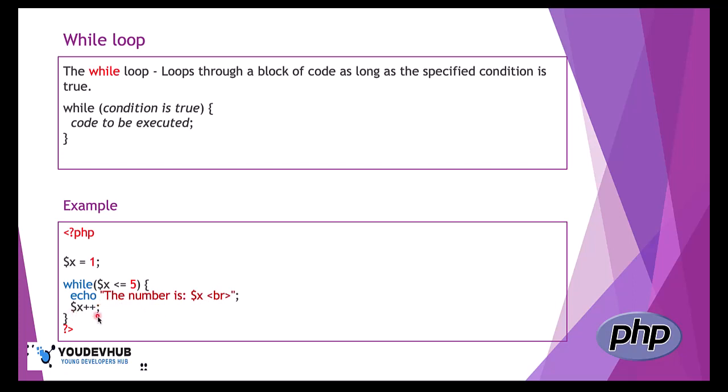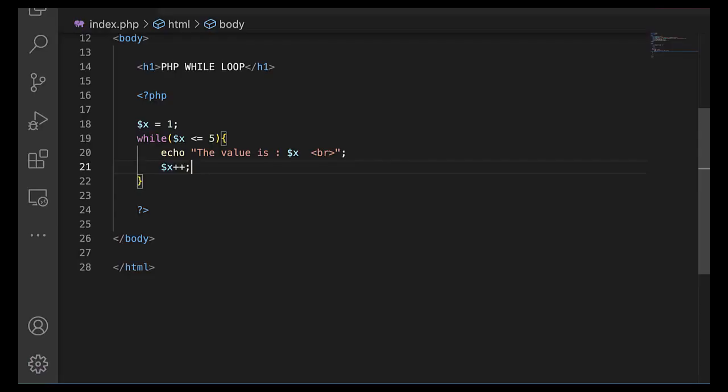And x plus plus is an increment that says keep looping and adding 1. That is, loop the first time, add 1, loop the second time, add 1 to the value of x, loop the third time, add 1 to the value of x again. And we'll see that in real code.